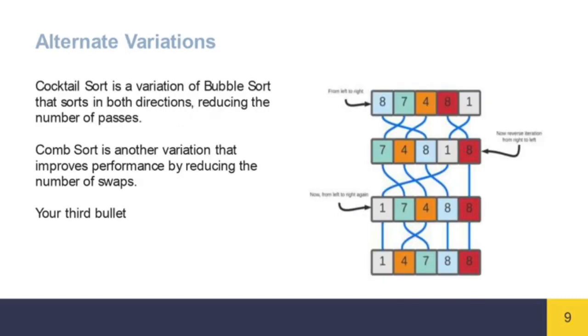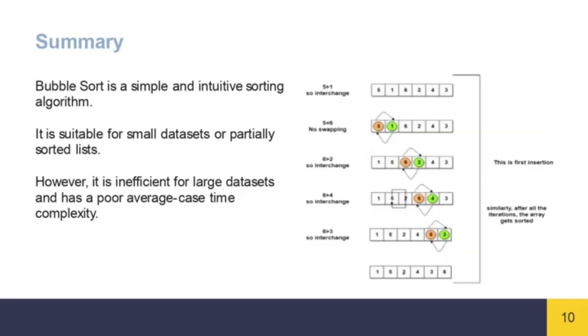Alternate variations. Cocktail sort is a variation of bubble sort that sorts in both directions, reducing the number of passes. Comb sort is another variation of bubble sort, which improves performance by reducing the number of swaps.